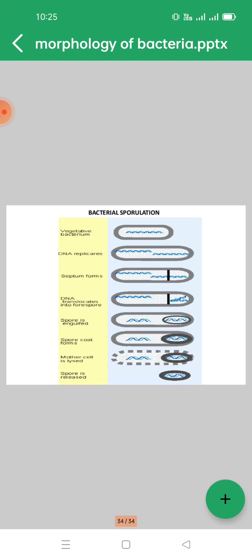So you can understand from this explanation. There are a lot of shapes and structures, and we can see the functions of each and every structure of bacteria. I hope you all understand this morphology of bacteria.